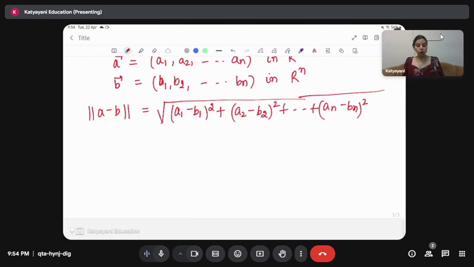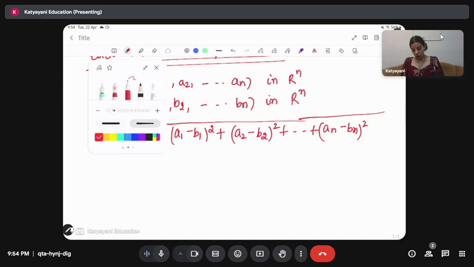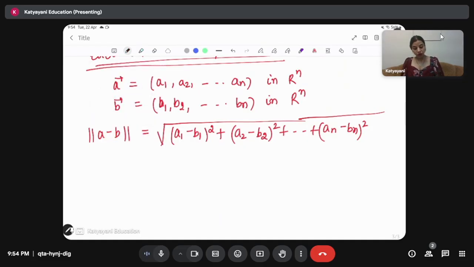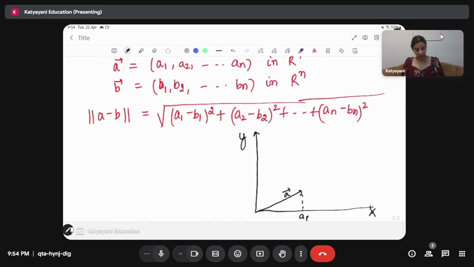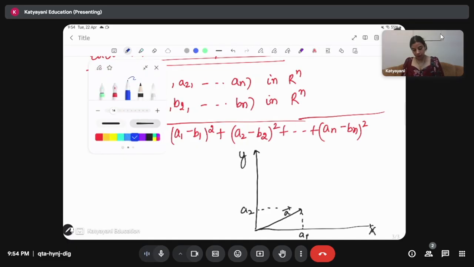So let me show it to you geometrically for a two-dimensional space, right? So let me show it to you why are we writing this formula like this in a two-dimensional space. Suppose this is our x-axis, this is our y-axis. Vector A is like this, given to you like this. So this is vector A. The coordinates here are A1 and A2, right?